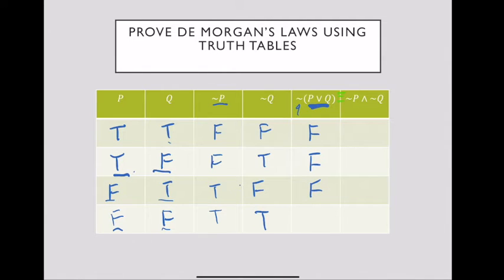And then I've got false and false. That's the first time I'm going to get a false value for P or Q. Not false gives me a true.